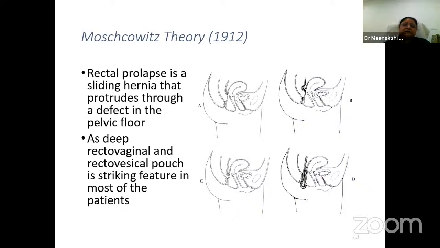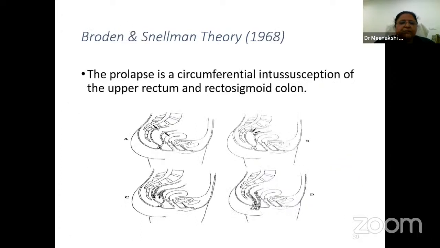So the one, the Moskowitz theory, which came in 1912, is that rectal prolapse is nothing but a sliding hernia that protrudes through a defect in the pelvic floor. So if you can appreciate, it is a type of sliding hernia, as deep rectovaginal and rectovesical pouch is the striking feature in most of the cases. So it is considered as a type of sliding hernia which leads to the rectal prolapse.